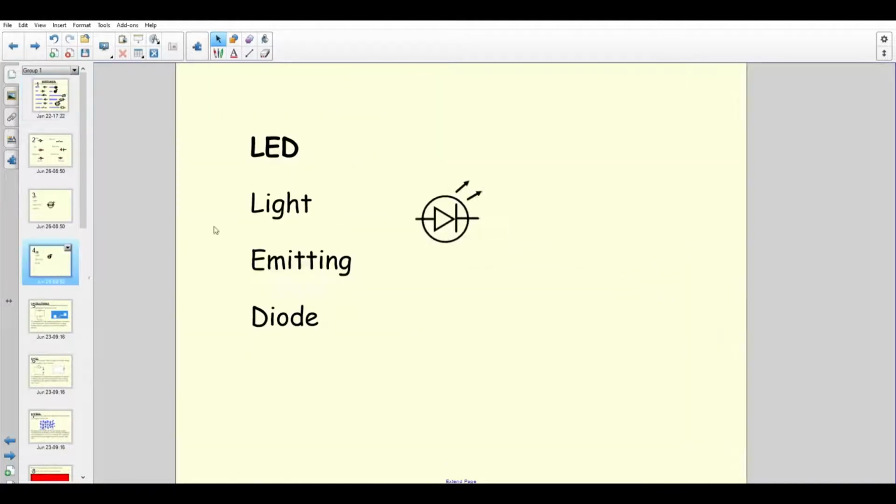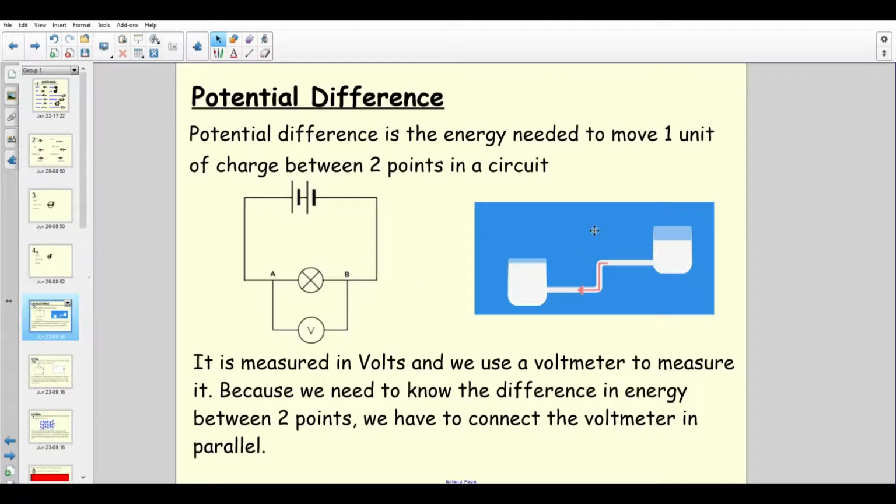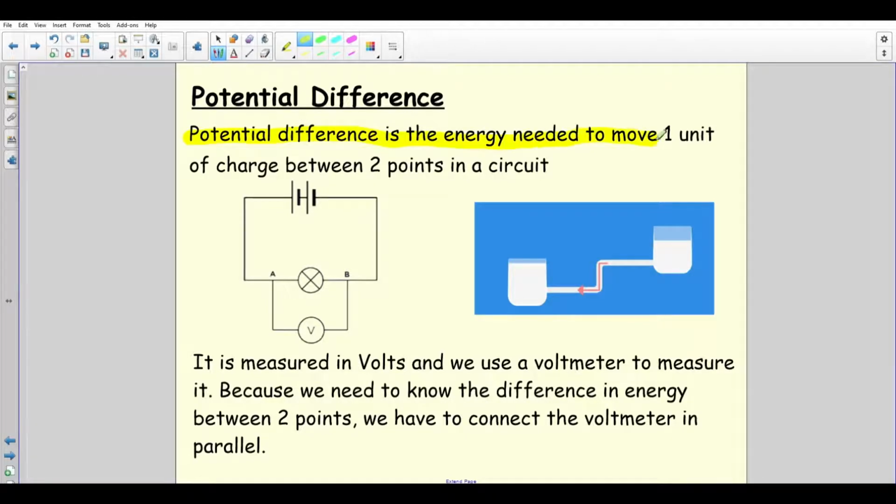So we're going to move on now to looking at some of our keywords. First off, we're looking at potential difference. It's a really confusing concept. If you want a definition, it's this at the top here, so I'll highlight that for you. So potential difference is the energy needed to move one unit of charge between 2 points in a circuit. If you write that, you'll get your answer for writing a definition. So in terms of just knowing the definition, that is it. But trying to explain it is a little bit more difficult.